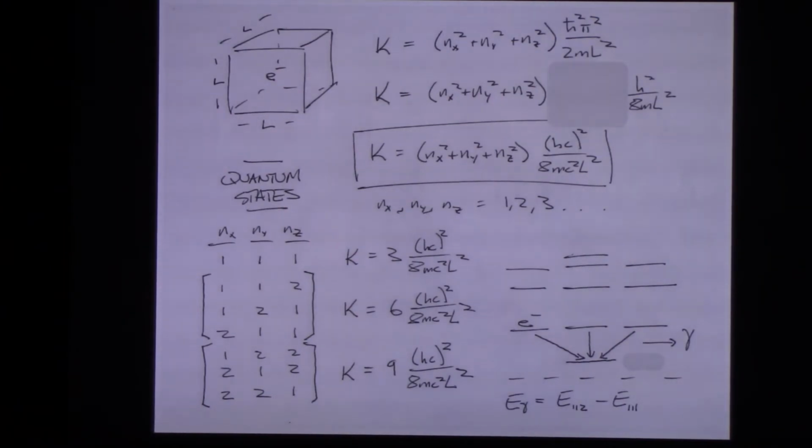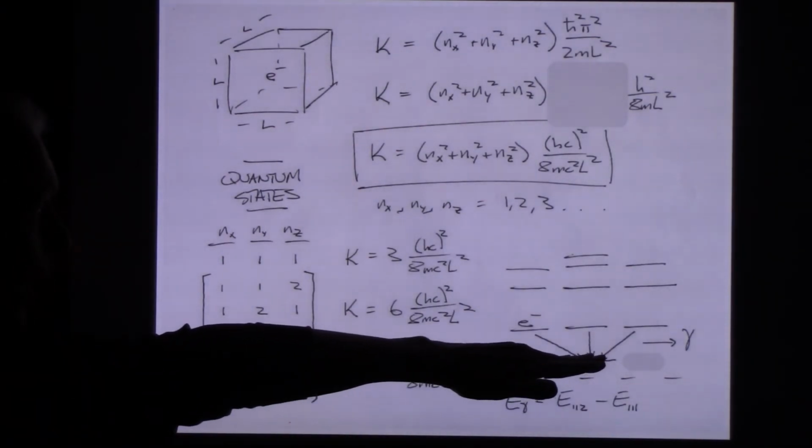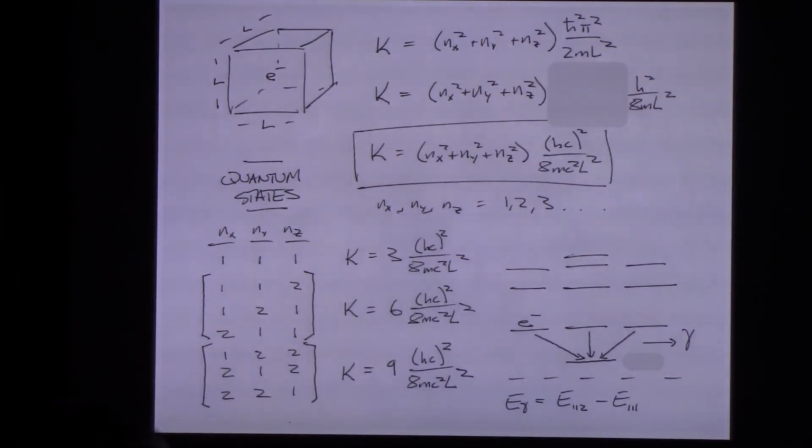So the lowest kinetic energy now is 3 times larger than it was in one dimension. I drew that on my energy diagram here. So there is that lowest quantum state, and it's unique. There's only one quantum state with the quantum numbers 1, 1, 1.